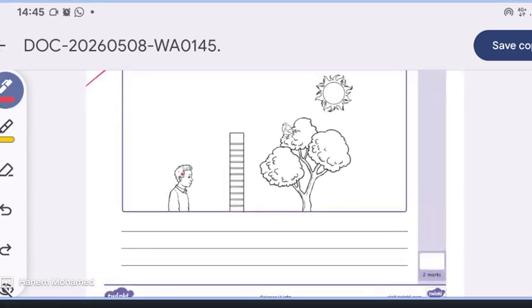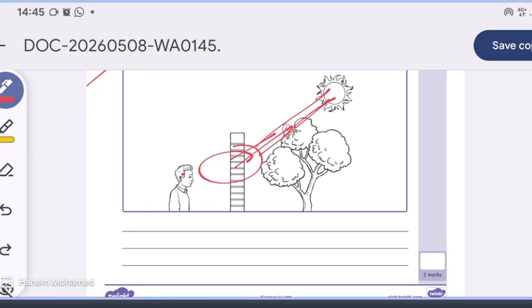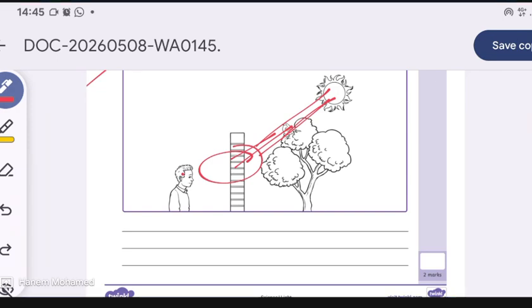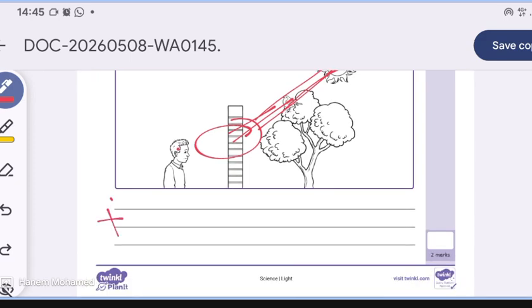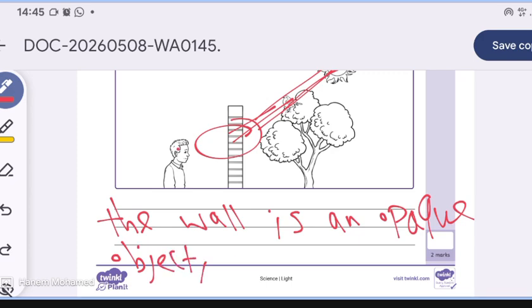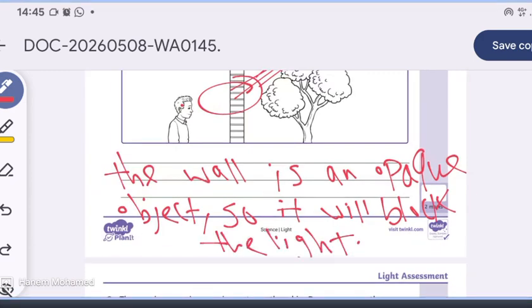Explain why. So now the sunlight is moving in straight lines. What will face the straight lines here? The wall, right? Yes, so you can say the wall is an opaque object that blocks the light. As the light is moving in straight lines, the boy cannot see the robin. So you will say the wall is an opaque object, so it will block the light and the boy cannot see the robin.